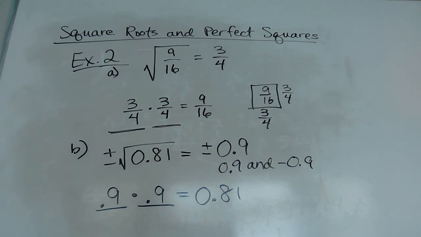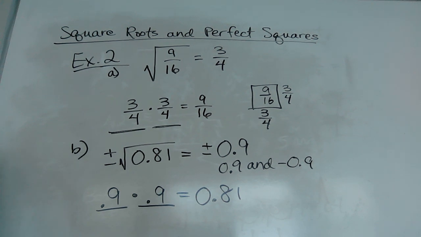So perfect squares are formed when two numbers multiplied together that are the same give you a result that is a perfect square, and the square root is the number that has been multiplied by itself.